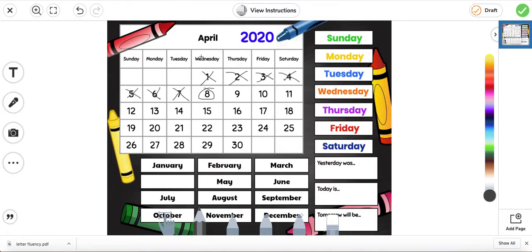It is a Wednesday. So today is, I'm going to go ahead and drag Wednesday over here, and it asks yesterday was. What was yesterday? Today was Wednesday. What was yesterday? Tuesday. Tomorrow will be, so today is Wednesday. What will tomorrow be? Thursday.